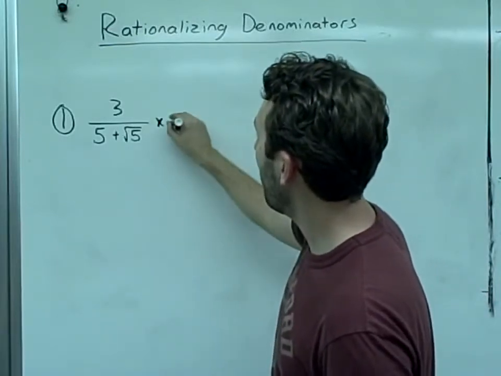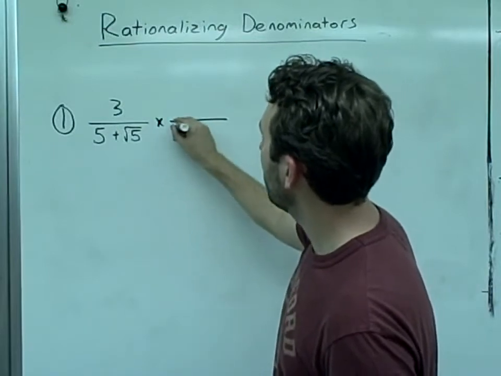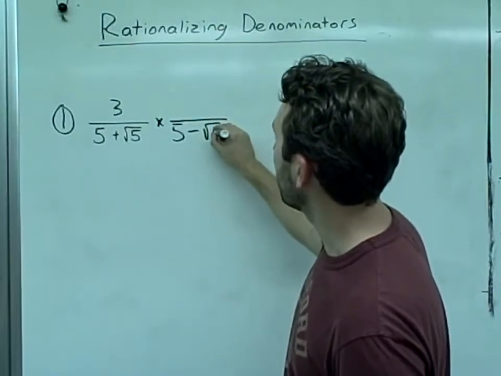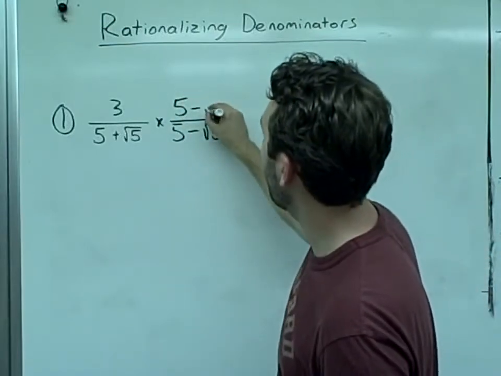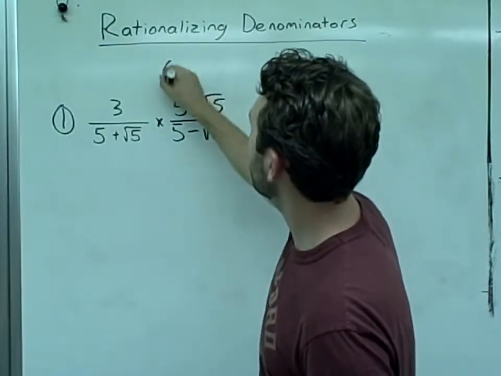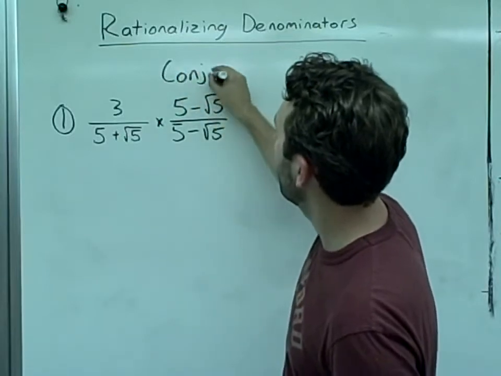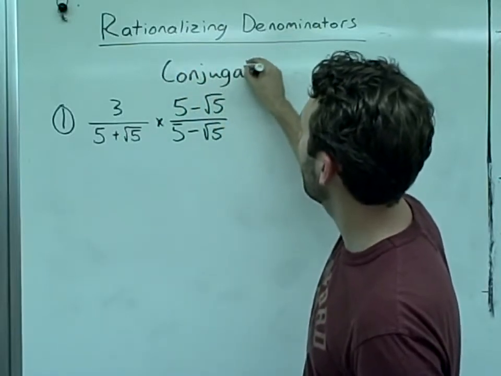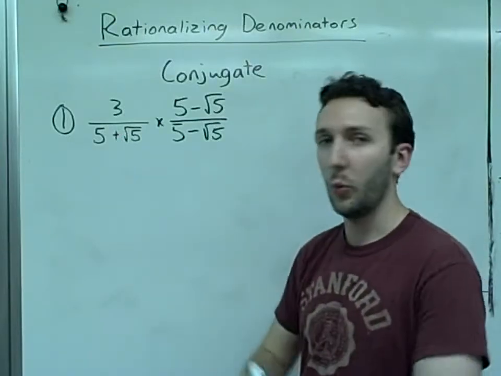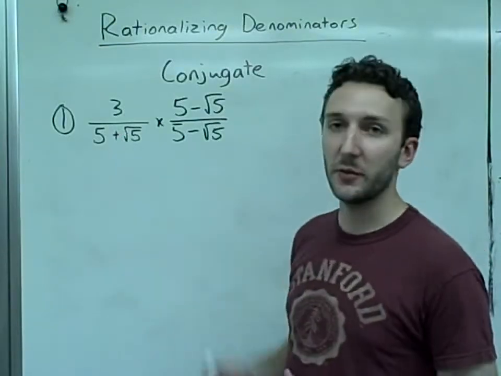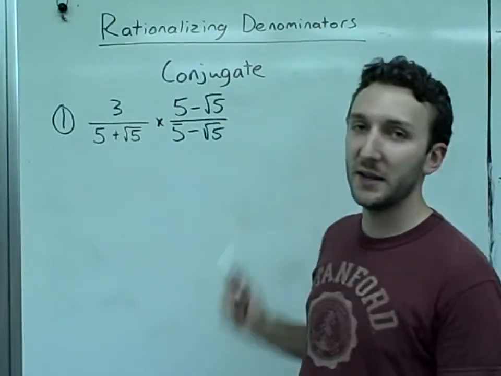We're going to multiply it by another fraction, only this time it's going to be 5 minus radical 5 on the bottom and on the top. This is called a conjugate. It's an important vocabulary term for the Regents exam as well. They've actually had questions where they'll just say, what is the conjugate of 5 plus radical 5? The answer would be 5 minus radical 5.